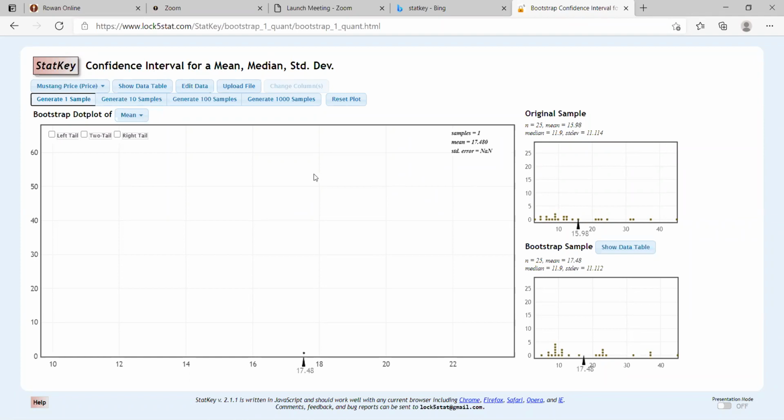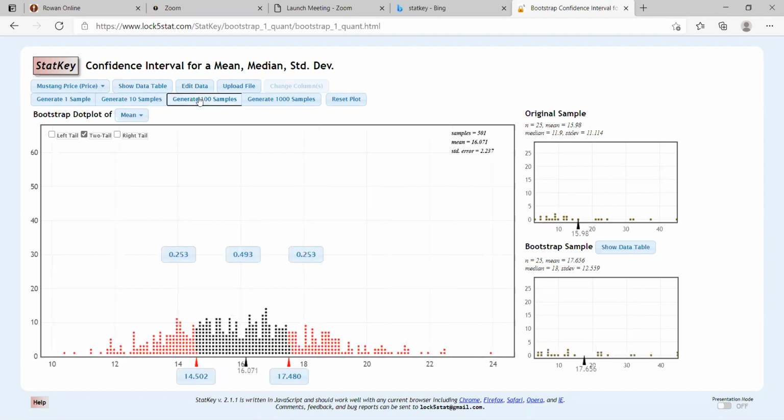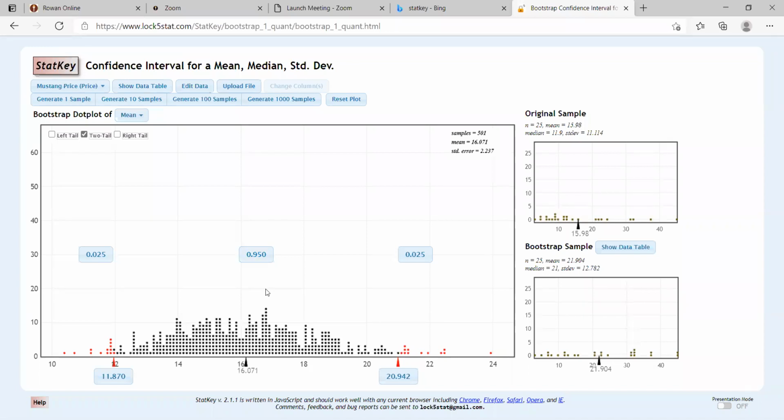Once again, let's say I wanted to create 500 bootstrap samples and find the confidence interval. I will create 500. And here is my bootstrap sampling distribution, all of these dots. If I want a 95% confidence interval, which it didn't give me here, I have to click this middle box and put 0.95 here. And there it is. So I have 501 samples here because I generated one to begin with. But 95% of those dots are the black dots. They're the ones inside the interval, and the red dots are outside the interval.